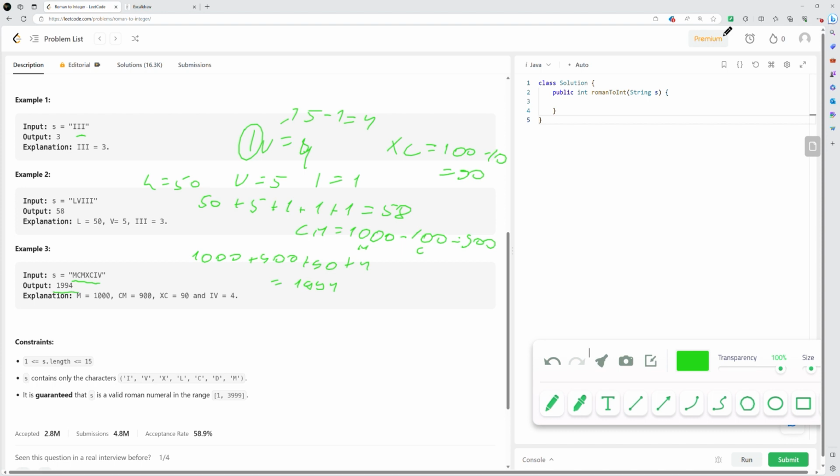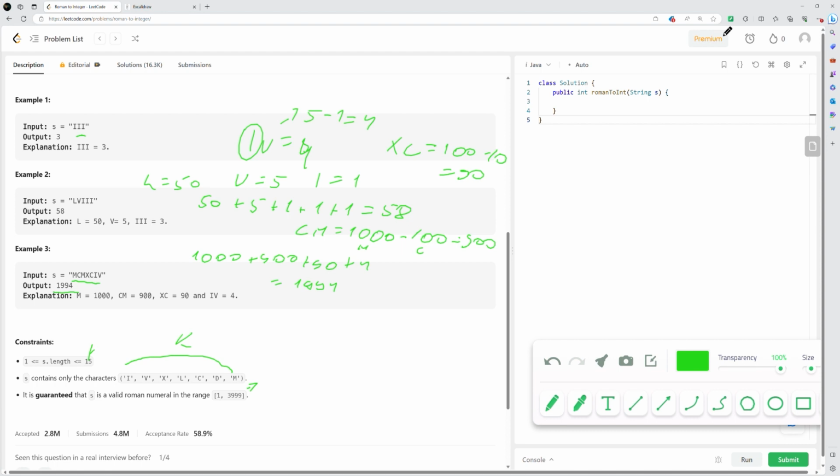Now to the constraints. The maximum length of the string will be 15, and we are only given a string that contains valid Roman literals, so we cannot get, I don't know, K, which doesn't represent anything. And it's also guaranteed that S is a valid Roman numeral in the range from 1 to 3,999, which is the maximum that we can do.